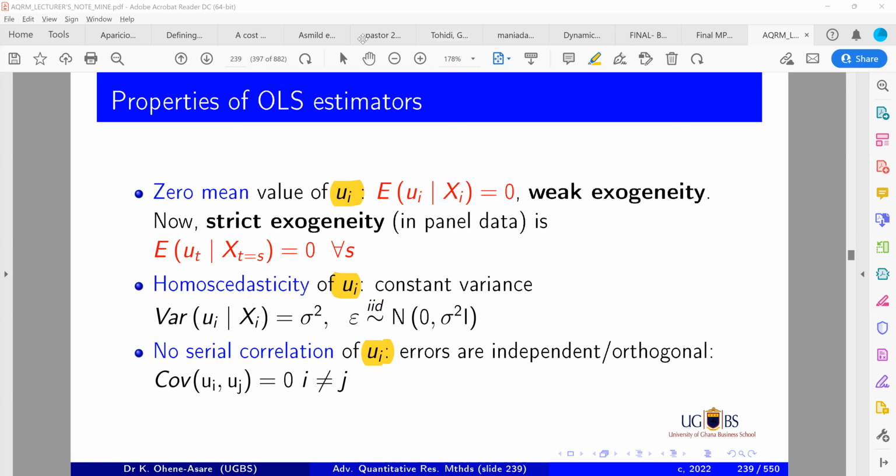Multicollinearity. Who remembers that? Hello, Doc. Yes. Yes, Isaac.